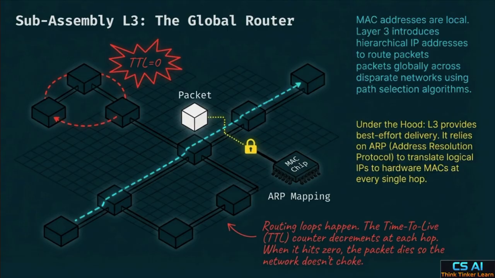But things can go wrong. Routing loops occur. That's why we have a time to live counter. Every time a packet hits a router, the TTL decrements. If it hits zero, the packet dies. It's a vital safety valve that keeps the network from choking on infinite loops.